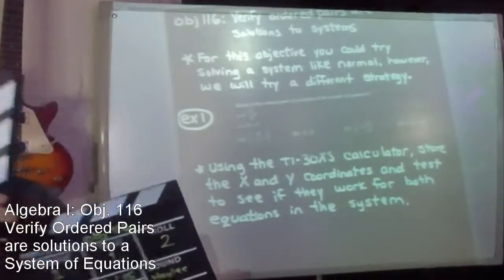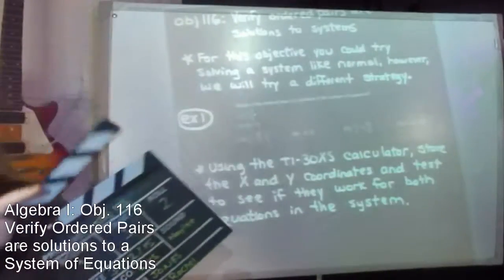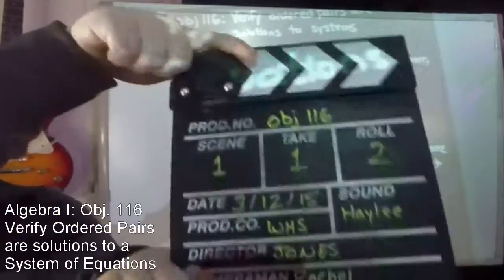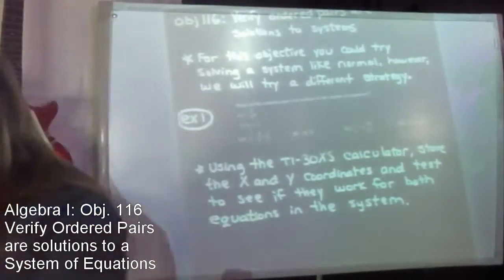Okay. Scene one, take one. And action. I did it. Action. That's it. Did I get it? You got it. Alright.